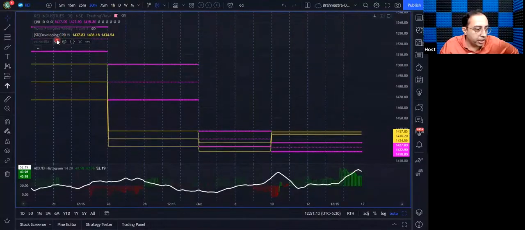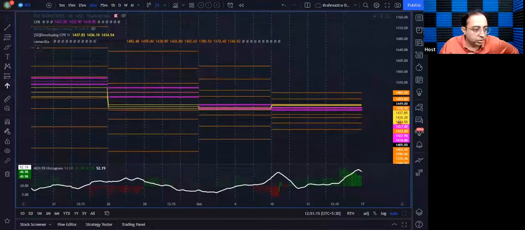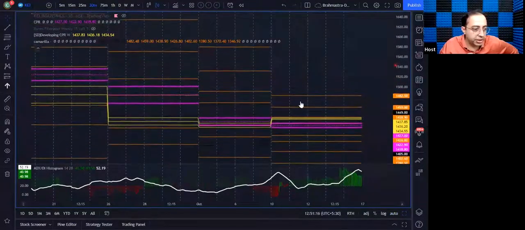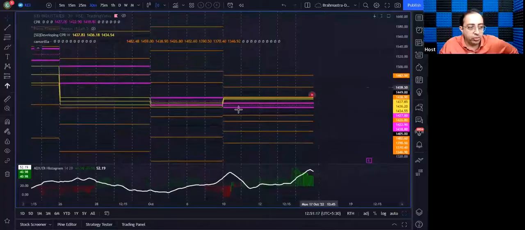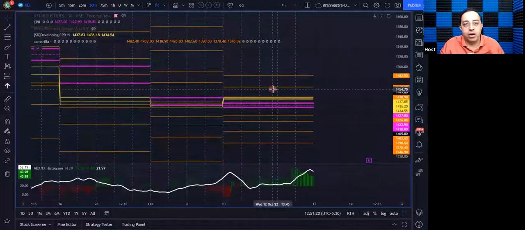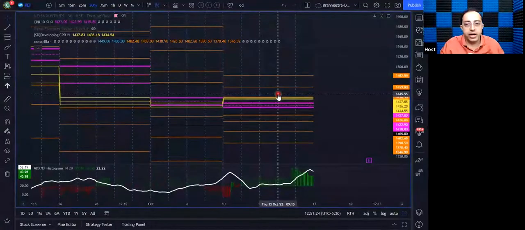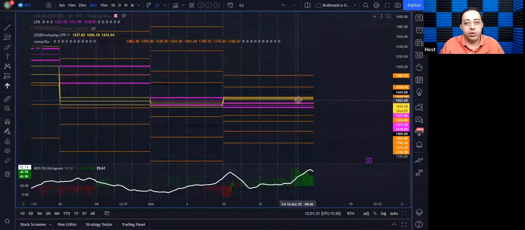Now I put on the Camarilla. Of course, the next Camarilla is not plotted. Once the price moves above your H3, that is when you can start participating. That's what will make it easier for you to participate.